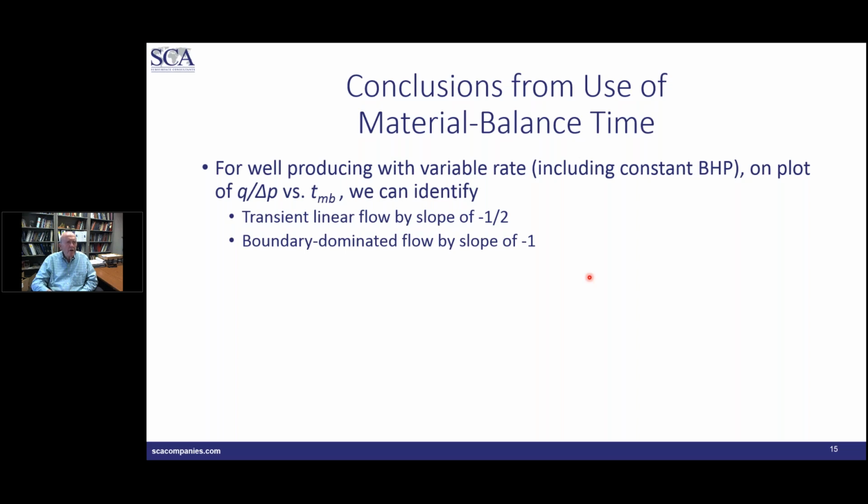So here are our conclusions from use of material balance time. For a well producing with variable rate, generally, this includes the special case of production at constant bottom hole pressure. On a plot of Q over delta P versus material balance time, we can identify transient linear flow with a straight line with a slope of -1/2, and we can identify boundary dominated flow with a straight line with a slope of -1.